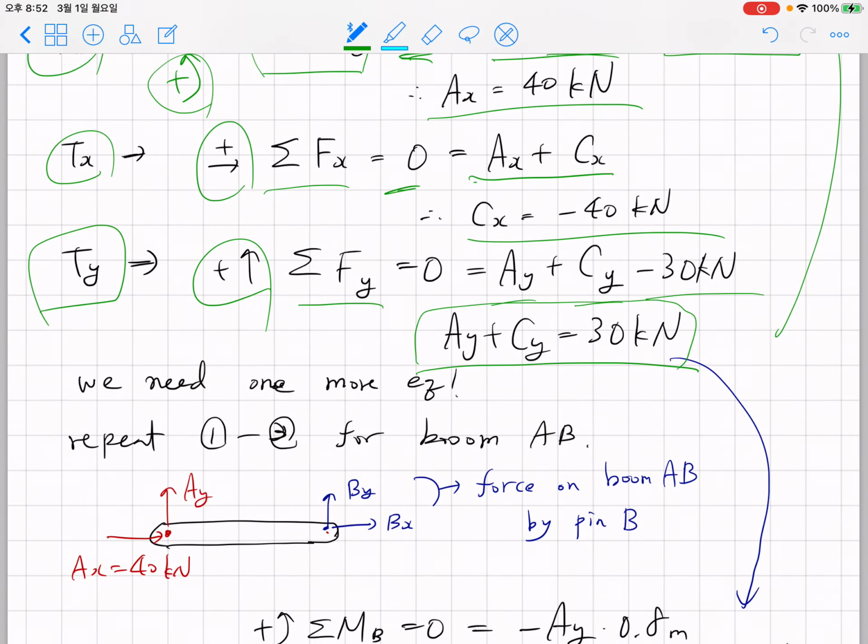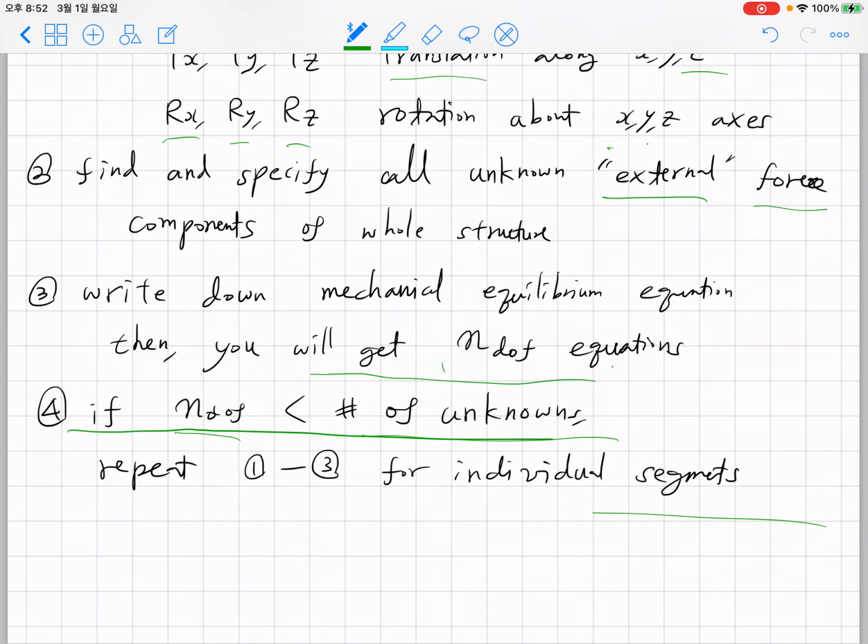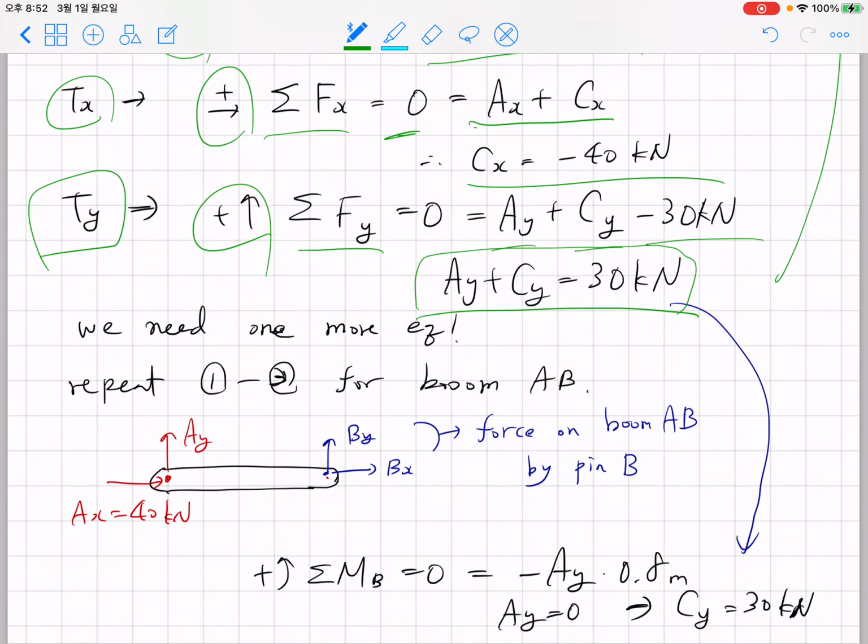We need one more equation. As I told you, if we find ourselves in this condition, we have to repeat this for the individual segments. So let's take an individual segment, the boom AB, and draw the free body diagram again. We already figured out Ax, which is 40 kilonewton in this direction, but Ay and Bx, By, the forces exerted by the pin B, are unknown.